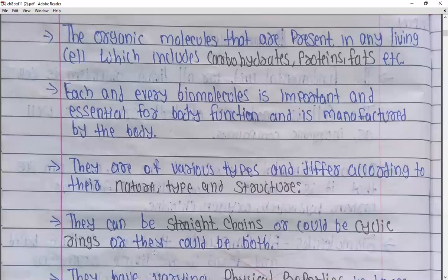Now, each and every biomolecule is important as well as essential for the body function and is manufactured by the body. These biomolecules you are not going to get from outside. They are developed and produced inside your body only. Each and every biomolecule is very important for the body functions. Your body has cells and each cell performs its own function, so the functioning of the body is carried out with the use of these biomolecules, and these biomolecules are produced by your body only.